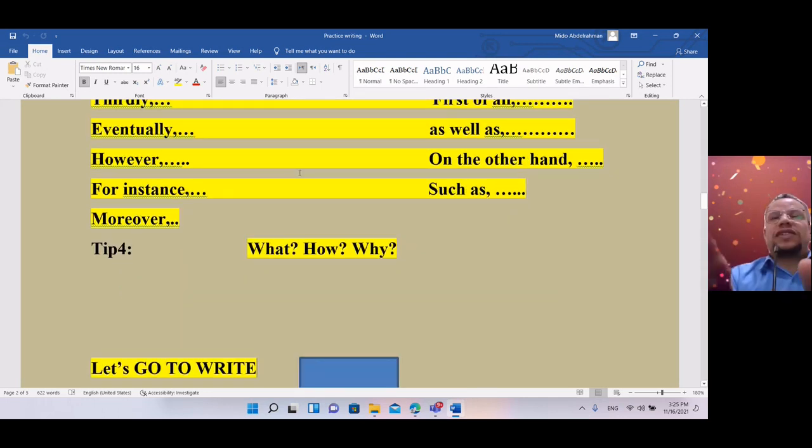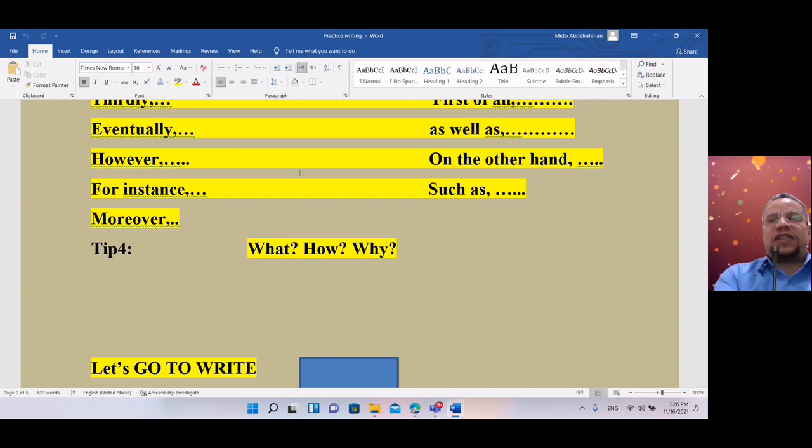Okay, what is tip 4? Tip 4 is excellent and amazing. If you want to complete your essay faster and faster, use this strategy. It's only what, how, why. WHW: what, how, why, and in this order. It's not how, why, what, or why, how, what. No, what, how, why.